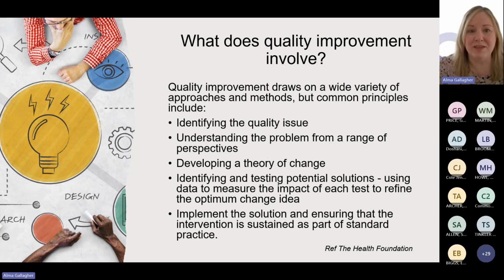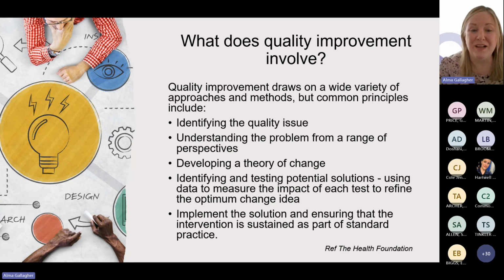There are so many different methodologies and approaches, but the Health Foundation have identified some key principles, which start with identifying your quality issue. What's that thorny problem that you or your patients or staff group are struggling with, or that your organization has as a priority? Then you need to understand that problem from a range of perspectives. It's not just that this is a problem for me, without taking into account whether it resonates with other people, or perhaps you see it through too narrow a lens. It's really important that we have that collective understanding of the problem.